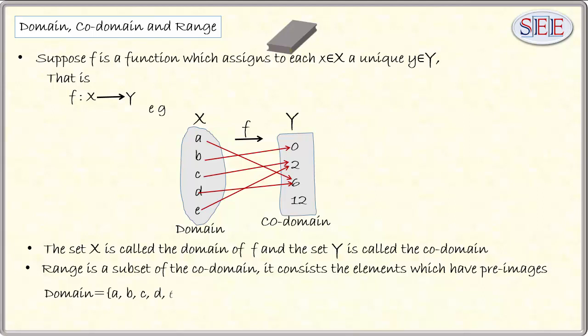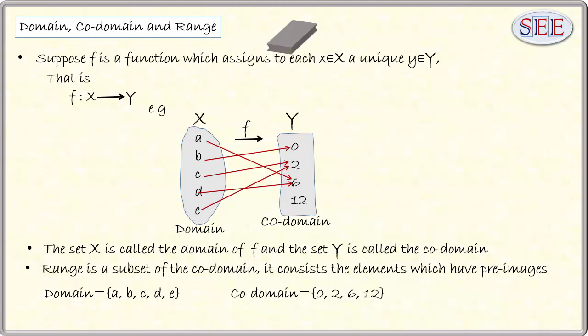The domain of our function f is a set with the elements a, b, c, d, and e. Simply the set X, the entire set X. And the codomain of our function f, from this drawing you can see, is the set with the elements 0, 2, 6, and 12, meaning the entire set Y. So the entire set Y is the codomain.